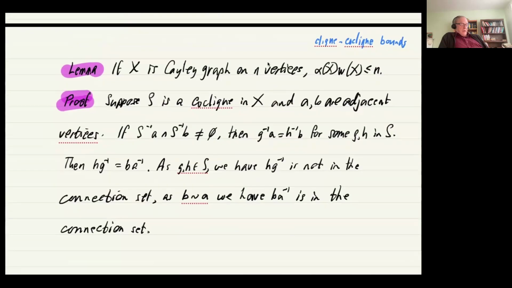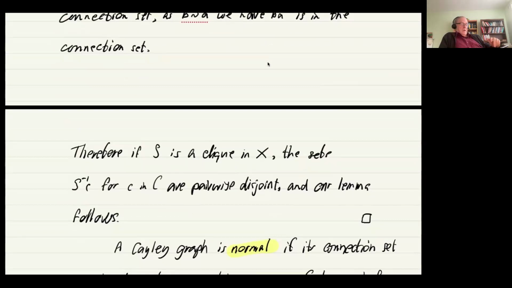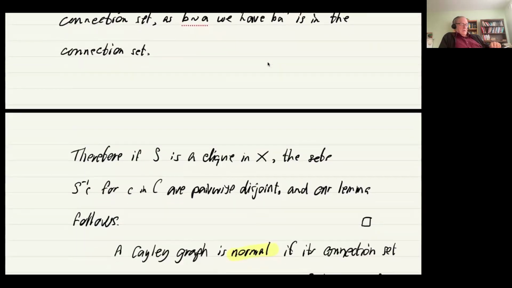So we conclude that if S is a co-clique, then the translates of the form S inverse c are pairwise disjoint, and that gives you a lemma. Okay, so that's easy.